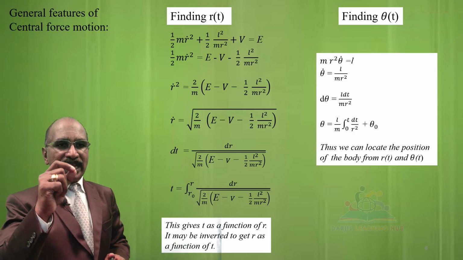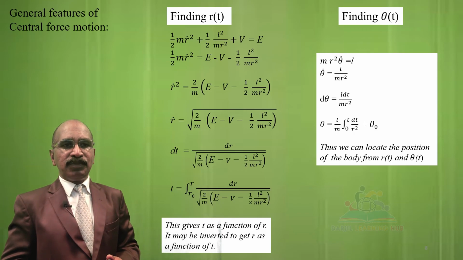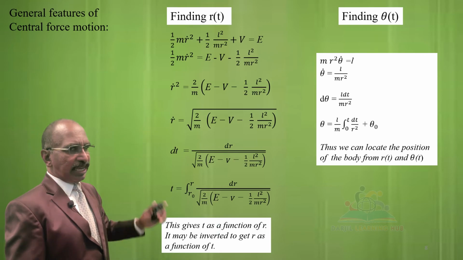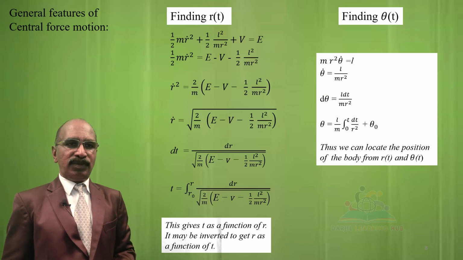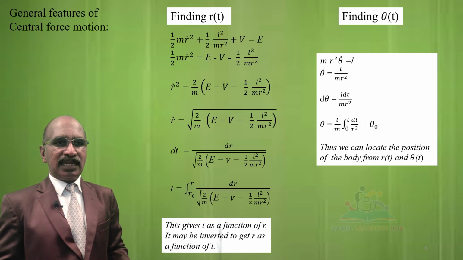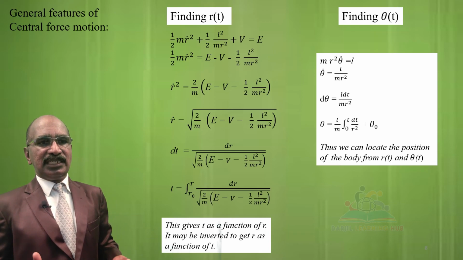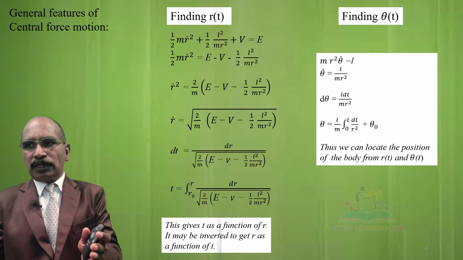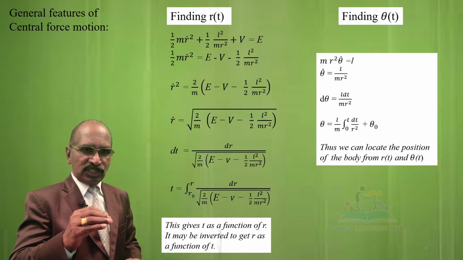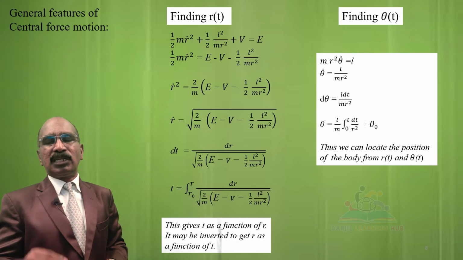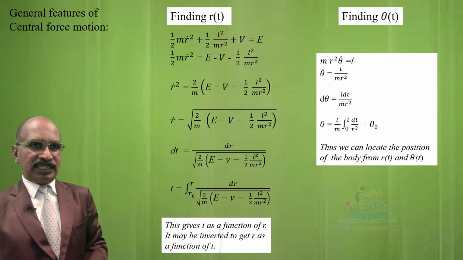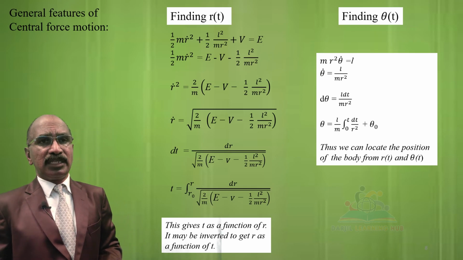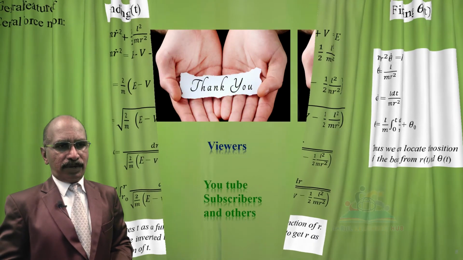Similarly we can locate the position θ also, from the portion that I had given in the corner, that is Mr²θ̇ will be equal to L. From there when you integrate you will get θ will be equal to that equation written here. Therefore θ could be found out from that integral. Therefore in short we can locate the position of the body, r(t) and θ(t), from these two equations. In this manner one could reduce the two body problem into a one body problem.